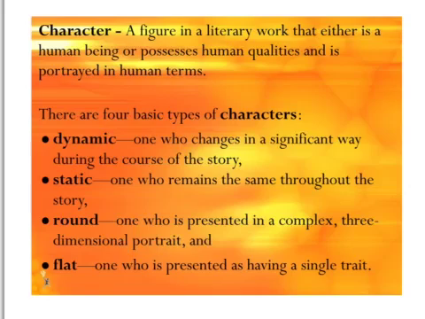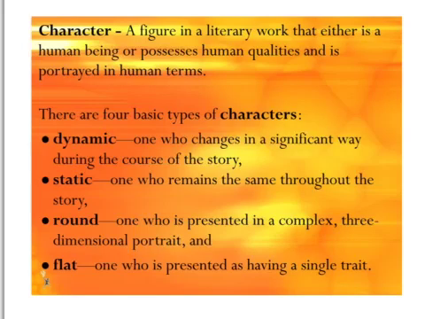There are 4 basic types of characters. Dynamic, one who changes in a significant way during the course of a story. So say for example, the character was mean and hateful at the beginning of the story, but because of the lessons that he learned throughout the story, he becomes kind and caring at the end. He will be considered a dynamic character. A static character is one who remains the same throughout the story. So a static character who was mean and hateful at the beginning of the story would be mean and hateful at the end of the story.